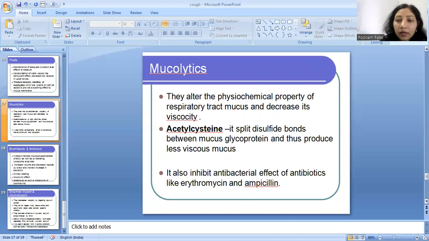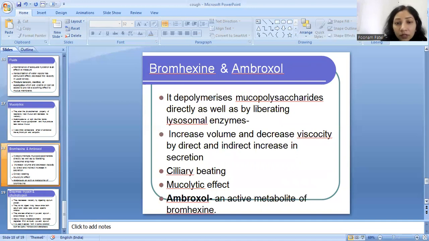Mucolytics: they alter the physiochemical property of respiratory tract mucus and decrease its viscosity. As the name suggests, mucolytics cause lysis of something. So these drugs alter the physiochemical property of the mucus and decrease its viscosity. The drugs are acetylcysteine. It splits disulfide bonds between the mucus glycoproteins and thus produces less viscous mucus. It also inhibits antibacterial effect of antibiotics like erythromycin and ampicillin. Others are bromhexine and ambroxol. It depolymerizes mucopolysaccharides directly as well as by liberating lysosomal enzymes.